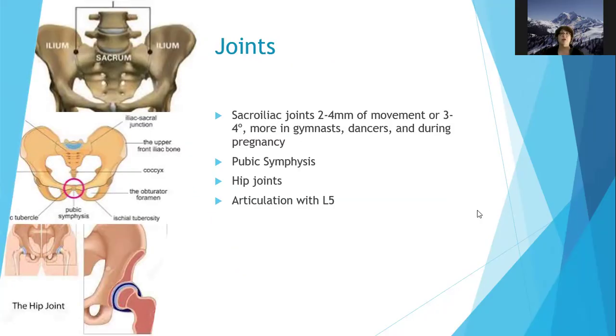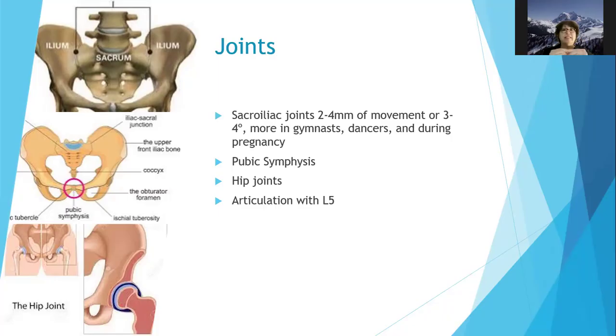So the joints involved in the pelvis, the sacroiliac joints, have about 2 to 4 millimeters of movement, so not very much. 3 or 4 degrees of movement, if you want to think of it in terms of degrees. Gymnasts or dancers may have more, and you'll see the kind of range of motion they have. It's more than what a regular person has. During pregnancy, you might have more because the pregnancy hormones circulating in your body make your ligaments more flexible.